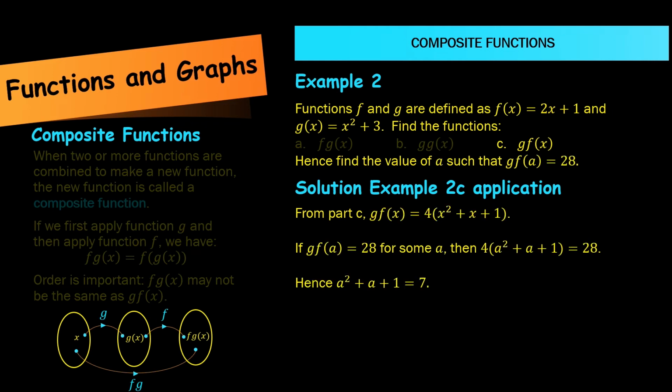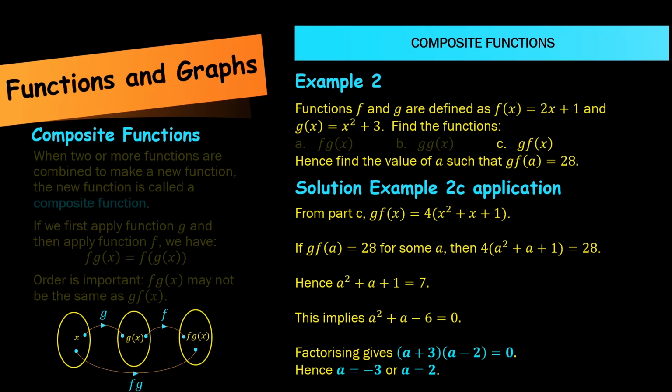And so dividing through by 4 gives us a squared plus a plus 1 equals 7 as shown. And tidying up gives us a quadratic in a, so a squared plus a minus 6 equals 0. And finally factorising gives us a plus 3 times a minus 2 equals 0. And therefore we have that either a equals minus 3 or a equals 2.